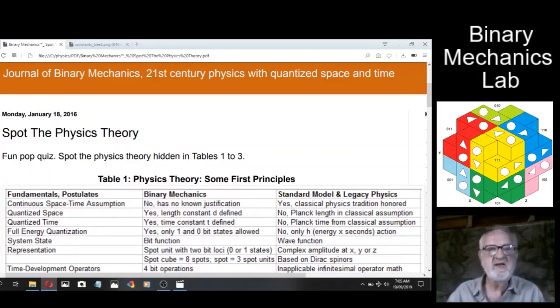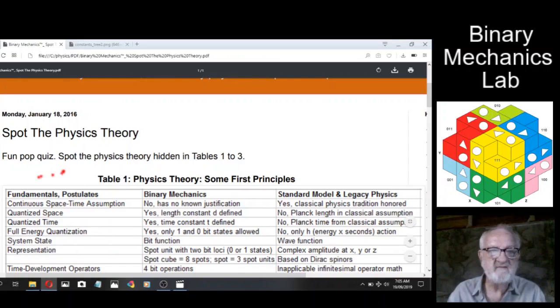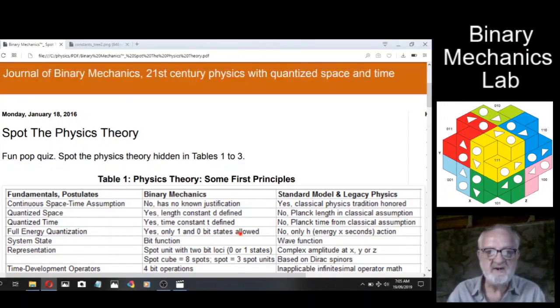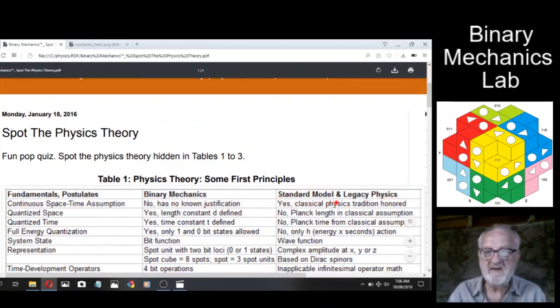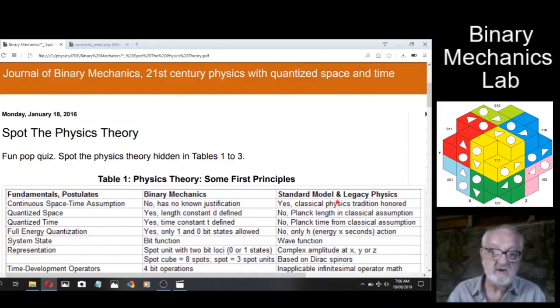We can use the 2016 paper Spot the Physics Theory, where we have some of the ideas and subject matter in binary mechanics conveniently summarized. Table 1 features some first principles. The tables compare and contrast what we have in binary mechanics with what we see in the standard model and legacy physics, what you're going to see in your textbooks, basically.